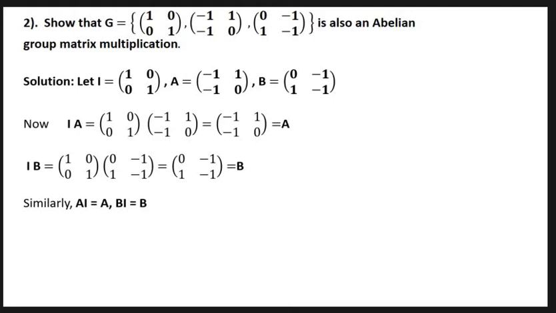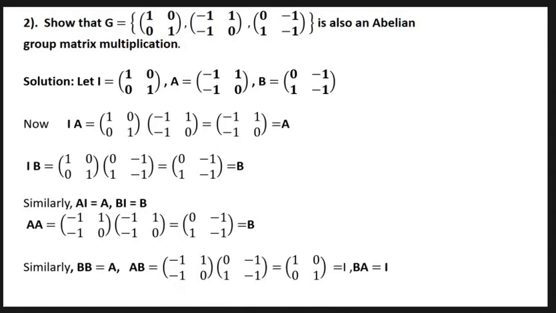Now let us find out AA. AA is equal to [-1 1; -1 0] times [-1 1; -1 0]. So when you multiply these two, first row into first column, first row into second column gives the first row, and second row into first column and second row into second column gives the second row, that is [0 -1; 1 -1], which is nothing but the matrix B. So A into A is equal to B, and similarly when you multiply B, you will get B into B is equal to A.